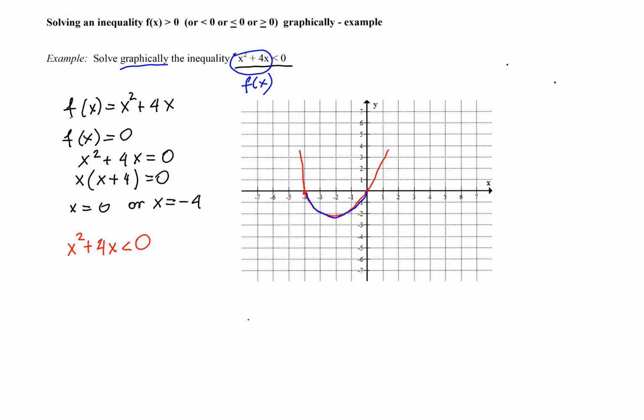This part is obtained when values of x are in the interval from negative 4 to 0. Neither negative 4 nor 0 will be included, because at those points x squared plus 4x is exactly equal to 0. So we can say that x squared plus 4x is less than 0 if x is in the interval from negative 4 to 0.